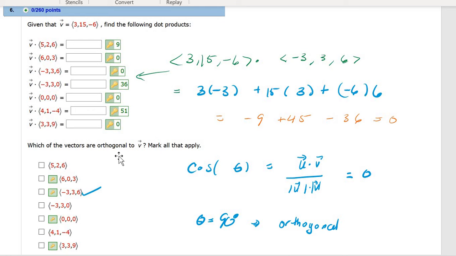So you're asked to find which vectors are orthogonal. Well, any time the dot product turned out to be 0, that's orthogonal. So you select this one, check mark that one as being orthogonal.